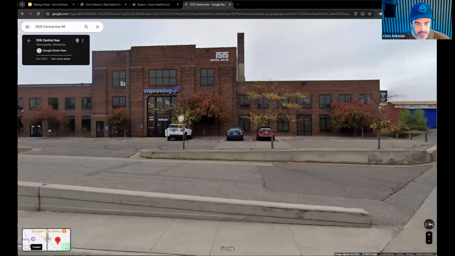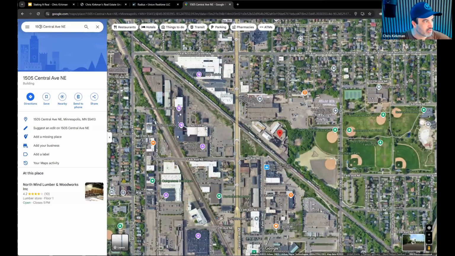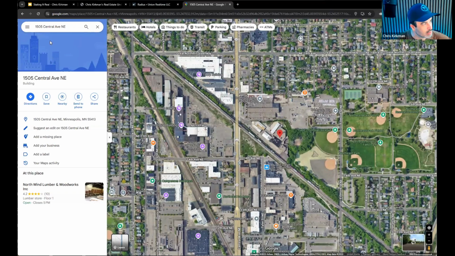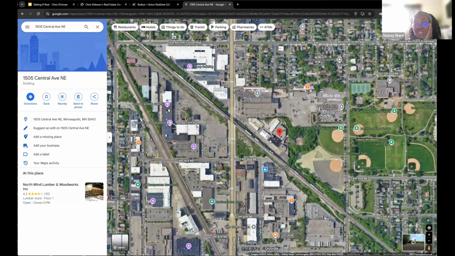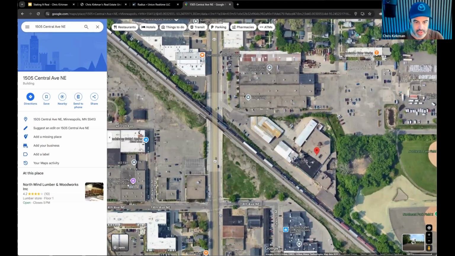Hey, Chris, I think you put the address wrong. It's 1505. 1505 Central Avenue Northeast, Memphis. Okay. So I'm not quite sure if this is the one that we're looking for.